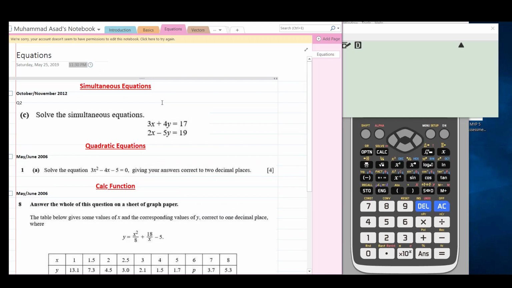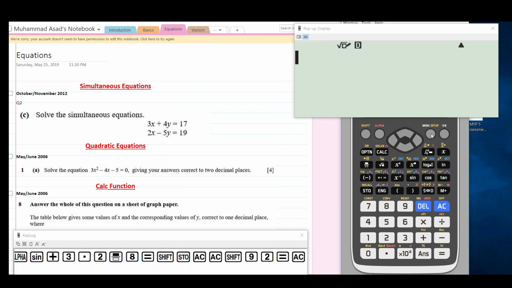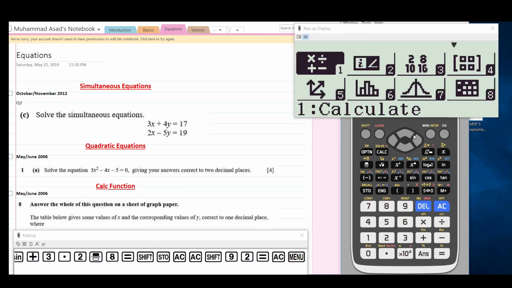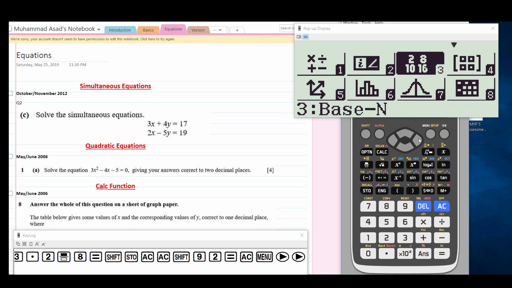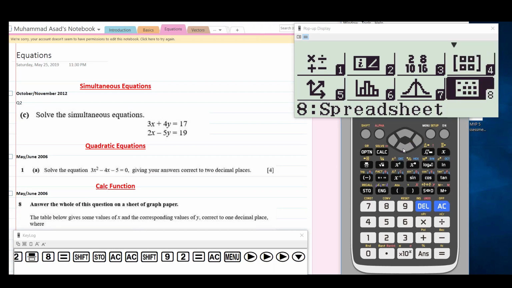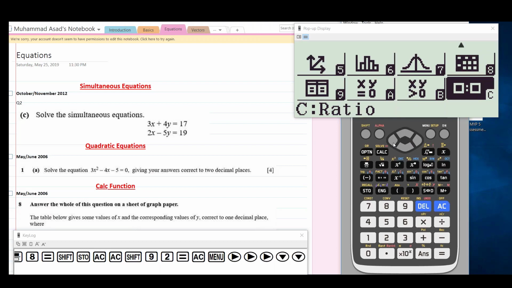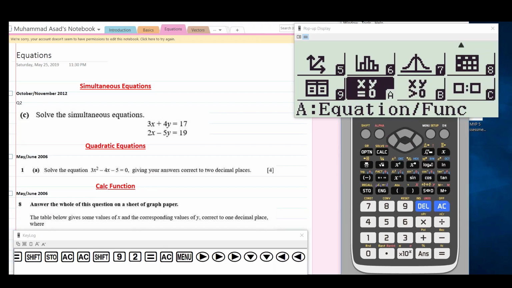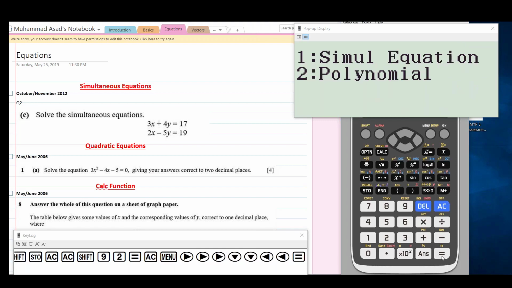To solve simultaneous equations, what you need to do is go to the equation menu. I will press the menu button, and then in the equation menu, when you scroll down, you can see the menu name is written here, base and so on. So the equation menu is this one, A. You can directly press A, or you can scroll down and press equal. So now it's asking simultaneous equations or polynomials. So simultaneous equations, so I will press 1 for it.